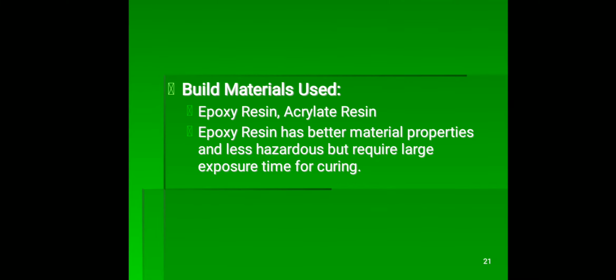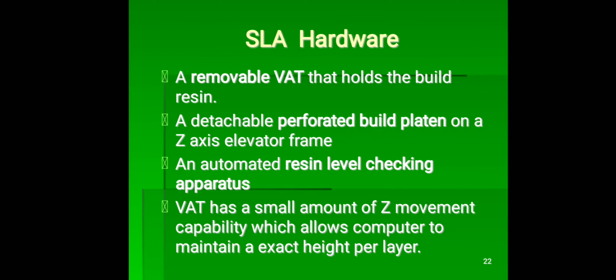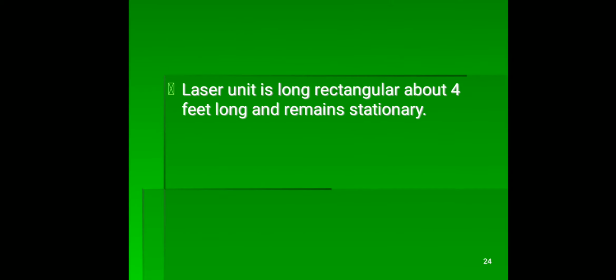So materials used are epoxy resin and acrylic resin. Epoxy resin has better material properties and is less hazardous but requires a large exposure time for curing. So no doubt it has some advantages as well as disadvantages on the other side. And the hardware required, I will explain with the help of the diagram itself.